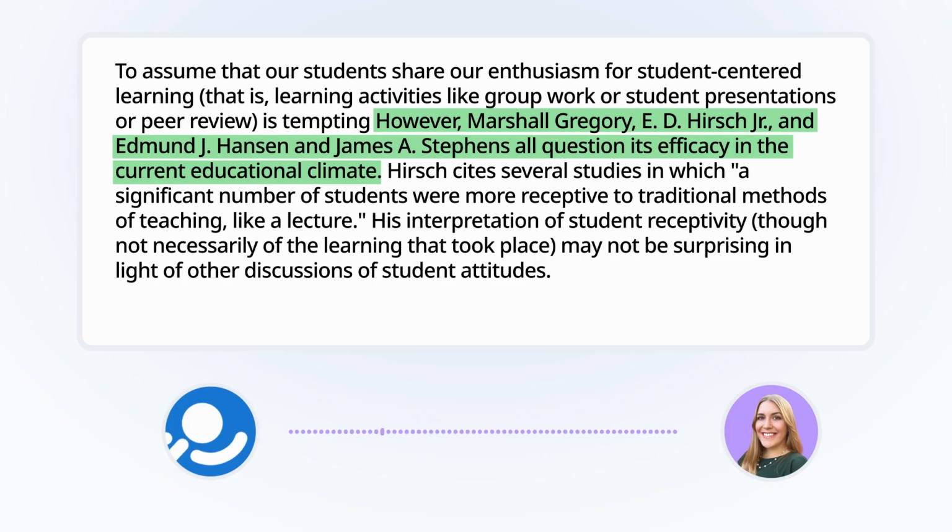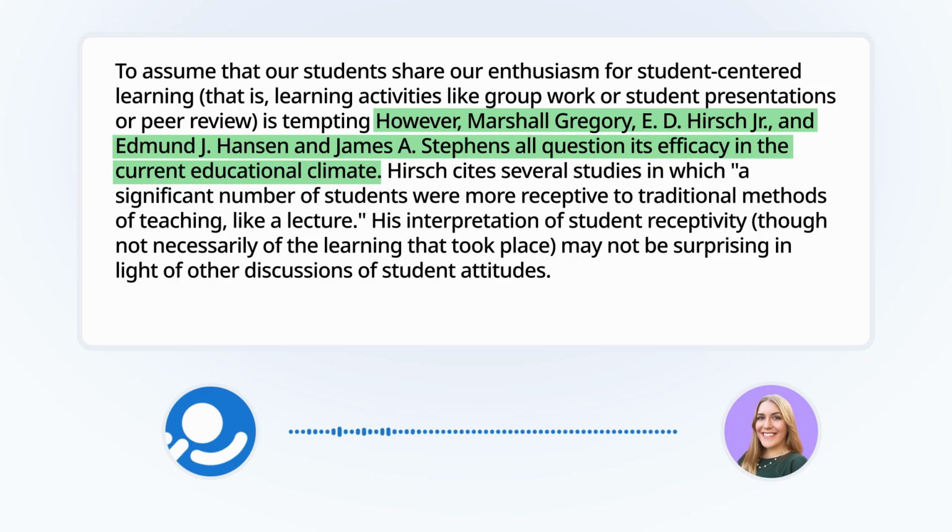I also want to note this giant list of names. Okay. And the author is like, hey, you might think that students like it, but this person, this person, this person, and this person all think that's not true. So the author clearly is providing a lot of support for this. They're not really expanding on each individual person's perspective, but they've given us a whole list of people who agree that this might not be effective. So that's a pretty important sentence to keep in mind. There's some doubt on whether student-centered learning is effective.